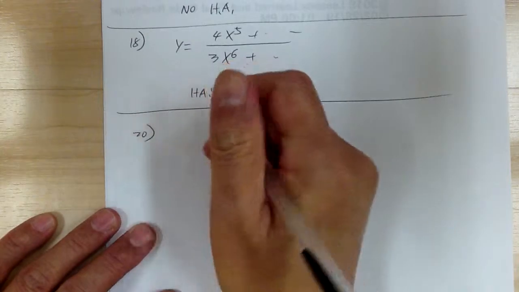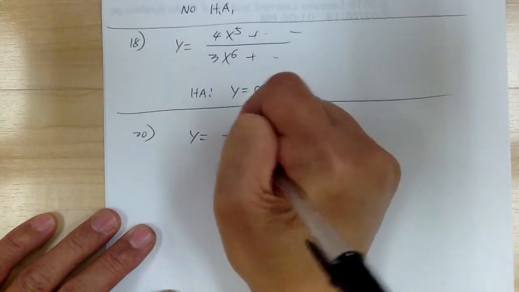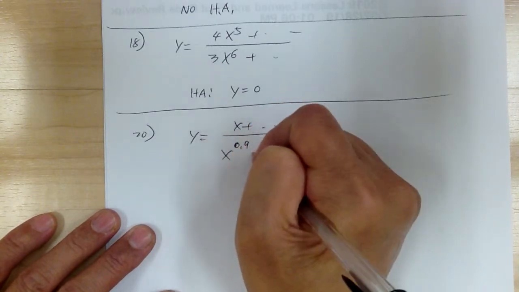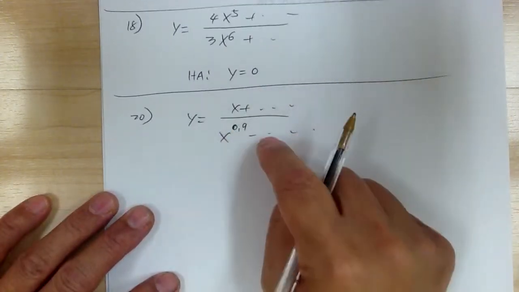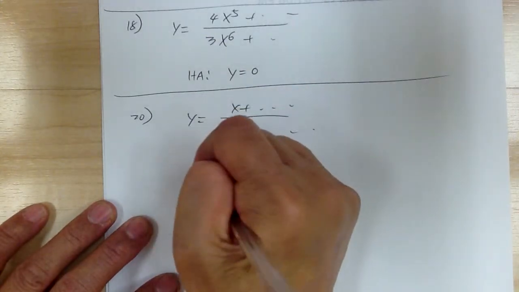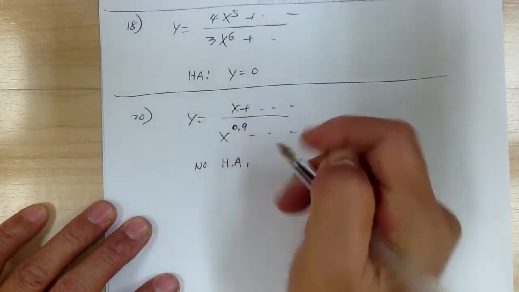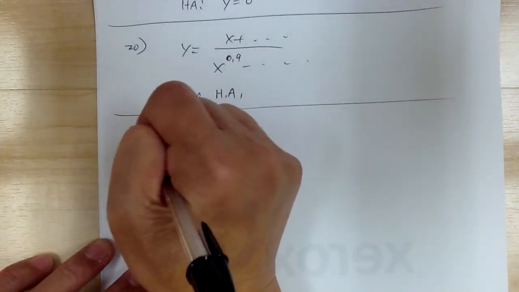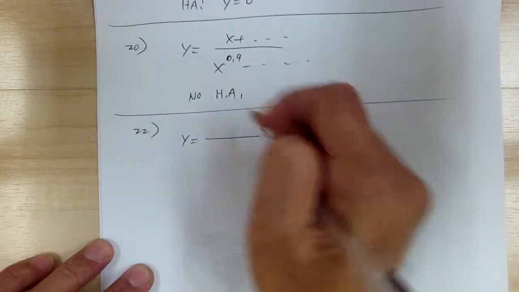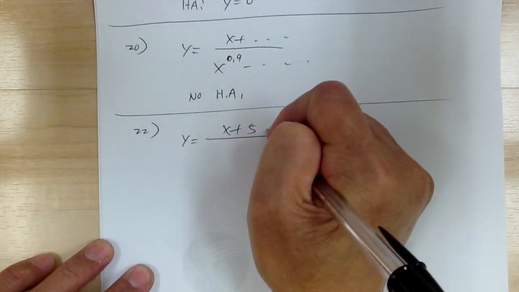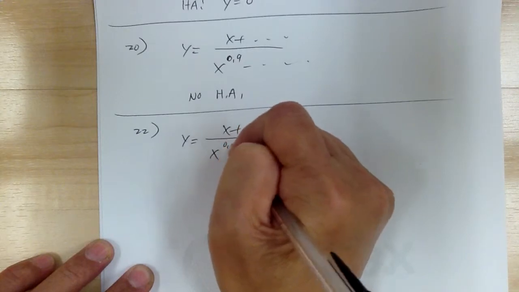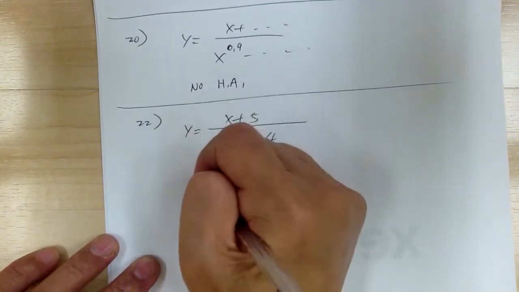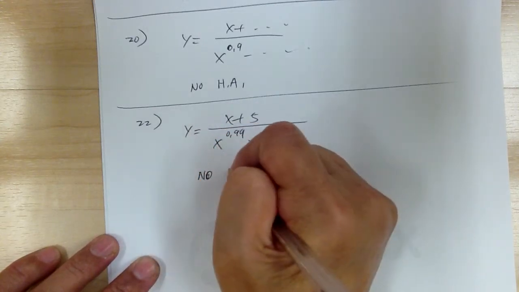Okay, number 20, you've got y equal to x plus whatever over x to the 0.9 minus whatever. Okay, again, just look at it. The top is higher than the bottom, so there would be no horizontal asymptote. Okay, you're going to get a slant asymptote instead. Okay, number 22, you've got y equal to x plus 5 over x to the 0.99 plus 4. So again, the top is higher than the bottom, so this would be no horizontal asymptote.